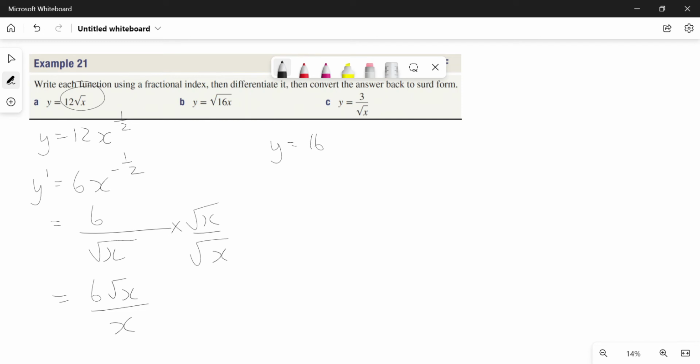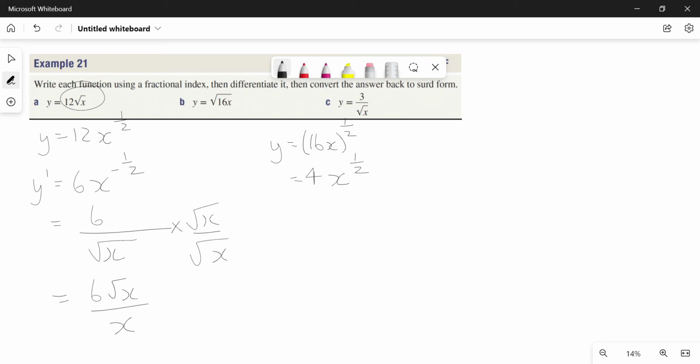Alright, looking at the second one, we've got y is equal to, it looks like root 16x. So this time the 16 is also inside the power of a half. Not that you need it to be. So if you think of the square root of 16, actually I'll put it at the front, which is 4, and we've got x to the half. So 16 to the power of a half is actually 4.